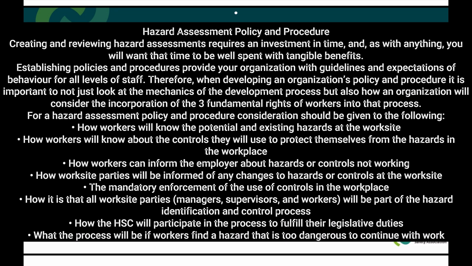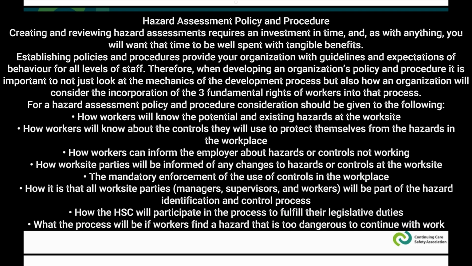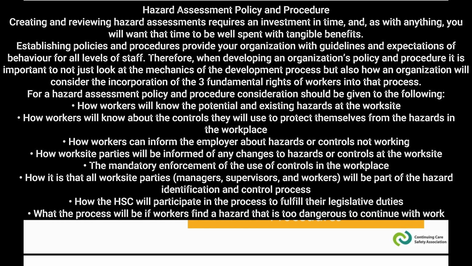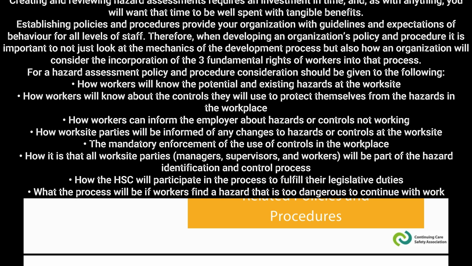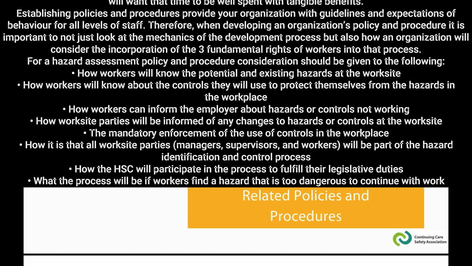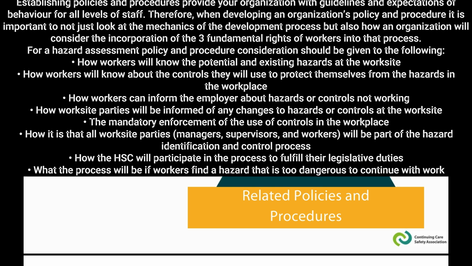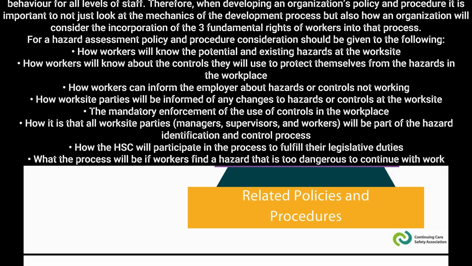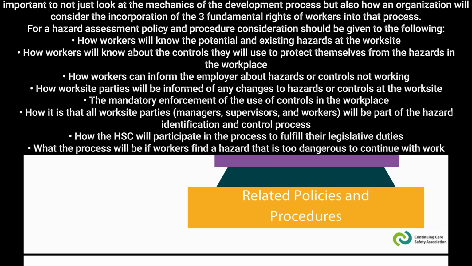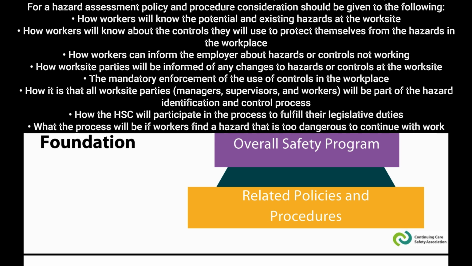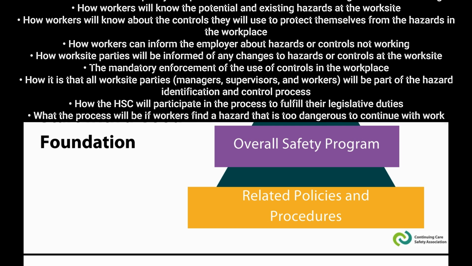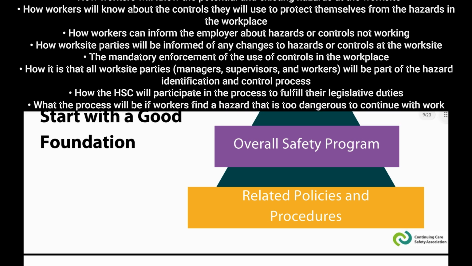How workers will know the potential and existing hazards at the worksite. How workers will know about the controls they will use to protect themselves from the hazards in the workplace. How workers can inform the employer about hazards or controls not working. How worksite parties will be informed of any changes to hazards or controls at the worksite. The mandatory enforcement of the use of controls in the workplace.